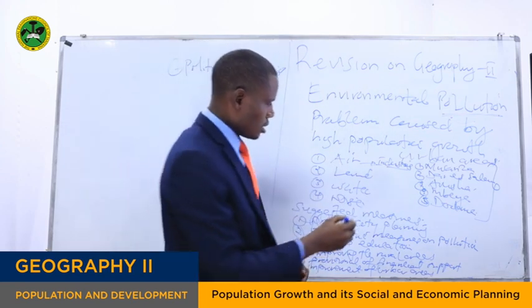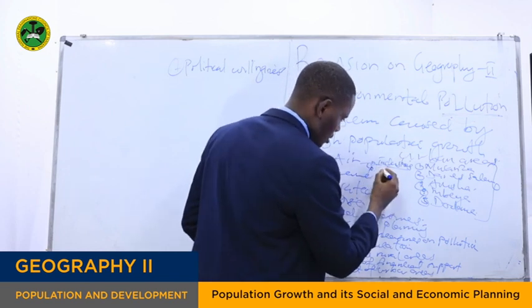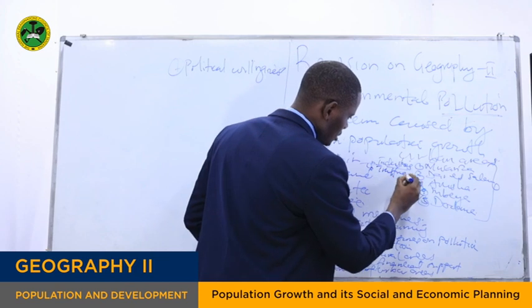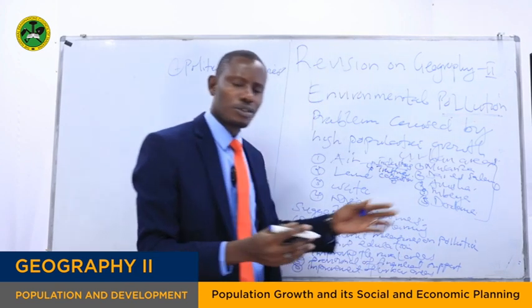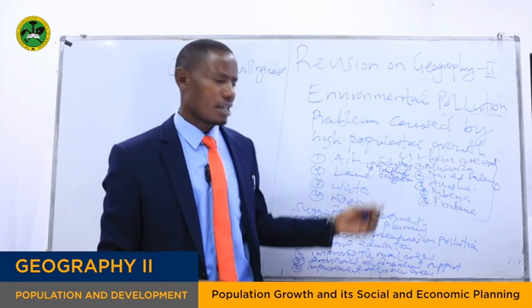But again, it's in the urban area where you find that there is traffic congestion. And with traffic congestion, there is a connection with the pollution of pollutant gas, especially carbon monoxide.